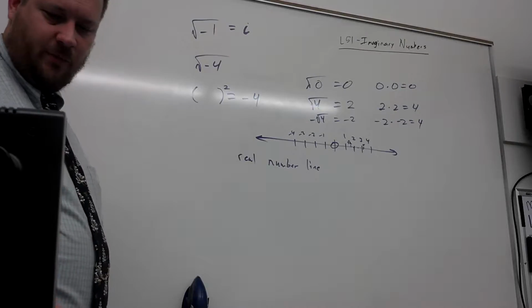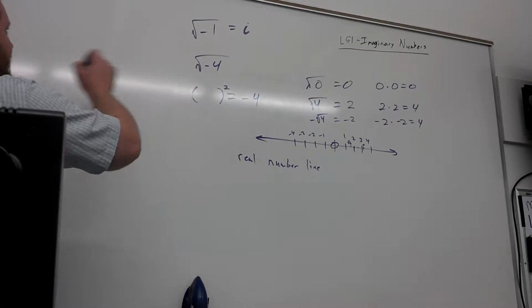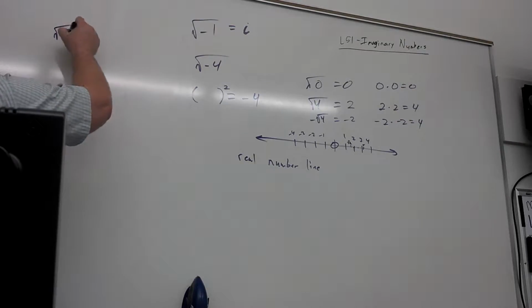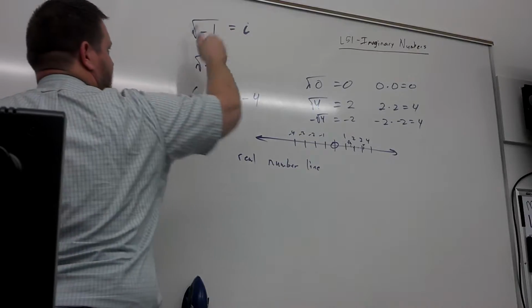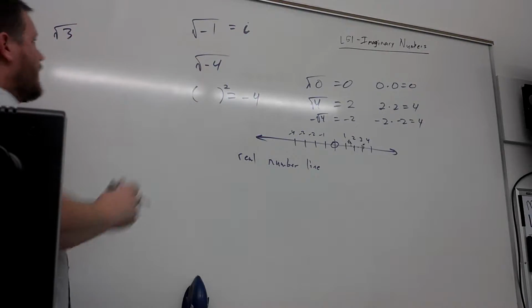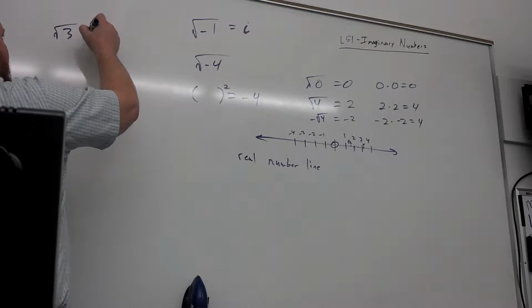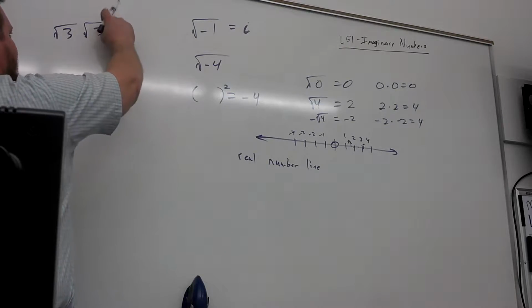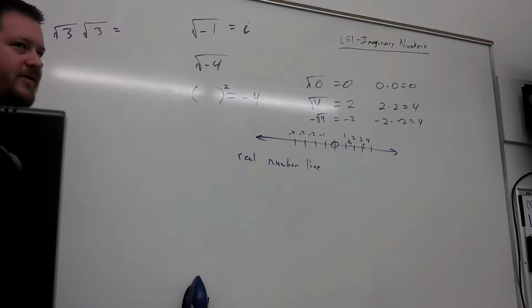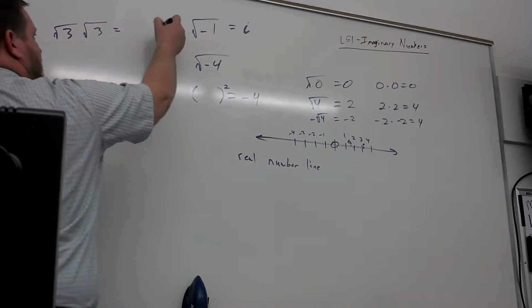So the question is, what are we going to do with this? We can do a few things. If we go with this basic idea here, there are some things we can do. Let's say that we have the square root of 3 times the square root of 3. What does that equal? 3. That's right. It equals 3.